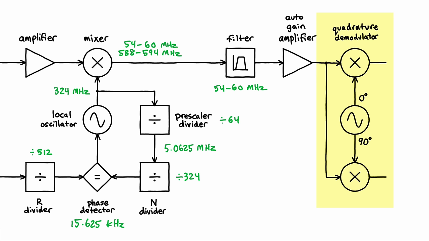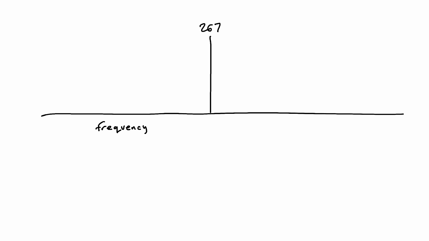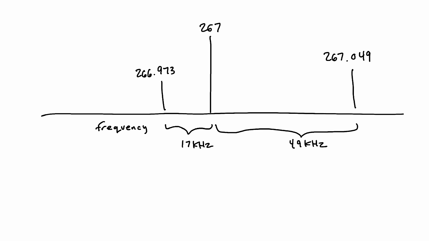Recall from a moment ago that there was a range of frequencies where there was no output from the quadrature demodulator. The two data out signals were static, showing no activity. That range was from 266.973 to 267.049, or 17 kHz below and 49 kHz above 267 MHz. This suggests to me that maybe 267 MHz isn't quite the right center frequency. Taking the average of those two frequencies, I get 267.011 MHz.